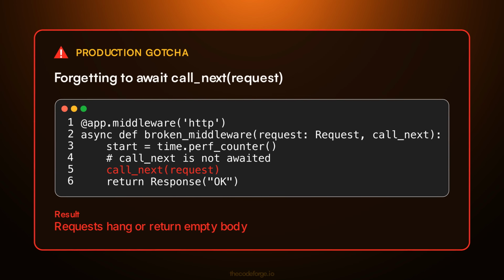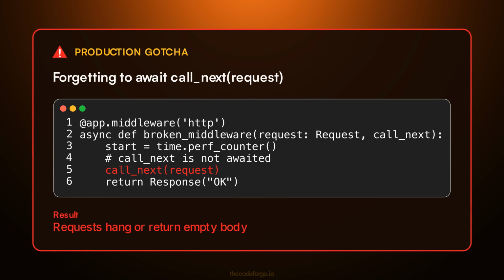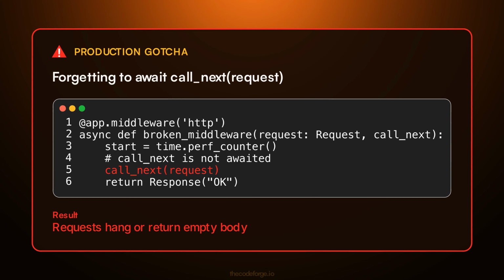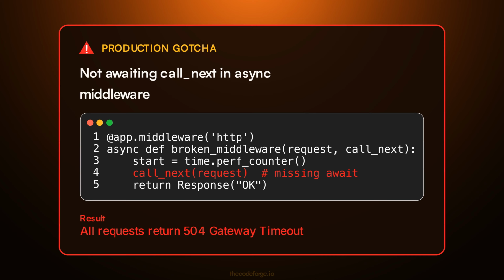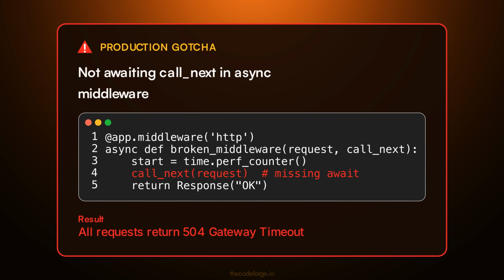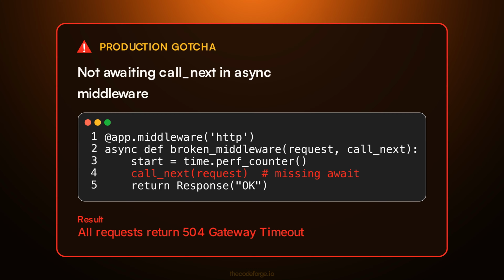If you don't await call next, the root handler never runs. The middleware returns a placeholder response, and the actual response is lost. This is exactly what caused our 504 incident. This is the exact code that caused the production incident. The missing await meant the root handler never ran. Always use a linter to catch missing awaits.